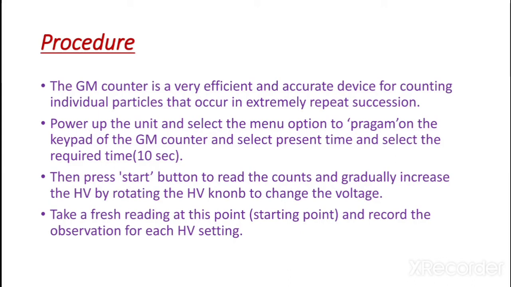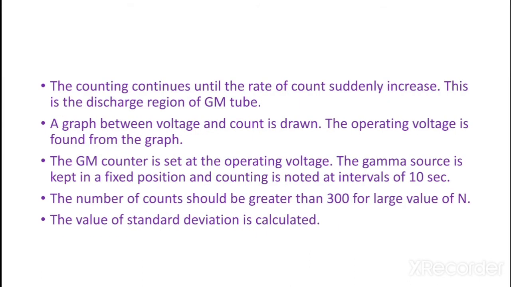Then press the start button to read the counts and gradually increase the high voltage by rotating the high voltage knob to change the voltage. Take a fresh reading at this point, that means the starting point, and record the observation for each high voltage setting. The counting continues until the rate of count suddenly increases. This is the discharge region of the GM tube.